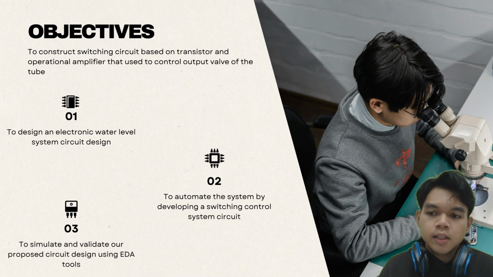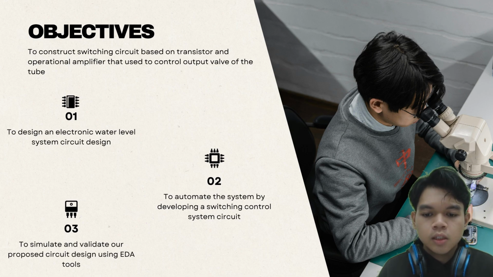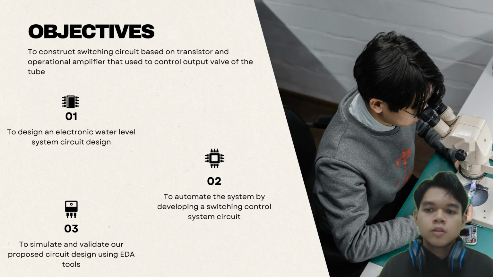In this mini project, we have three objectives. First, to design an electronic water level system circuit. Second, to automate the system by developing a switching control system circuit. And lastly, to simulate and validate our proposed circuit design using EDA tools. So for the next slide, I would like to give it to Adli Rahman.